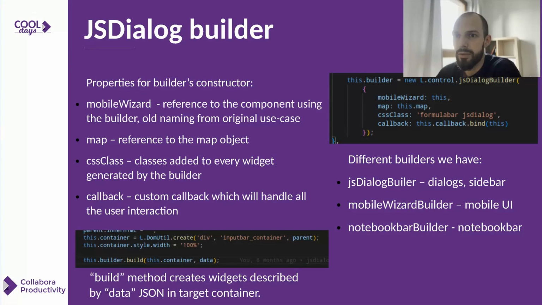The most important part is the callback. For a custom widget, we want custom functionality, so we need to pass the callback, which will handle all the user interactions. Later, when we receive a description of the UI to build, we will use the build method, which should take as parameters the container where to build and the data with JSON of what we should build.